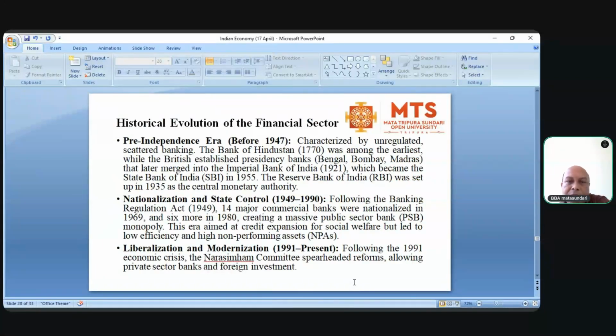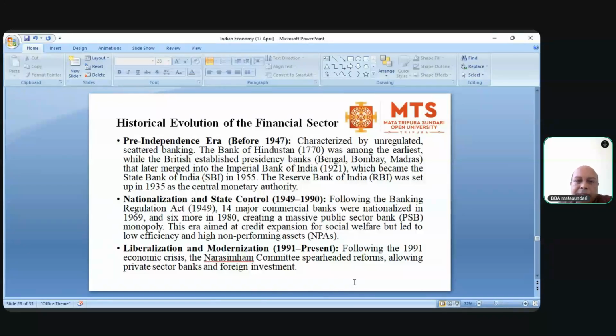Historical evolution of the financial sector in India. So, the pre-independence era: before 1947 and after 1947, how the Indian financial sector has changed is discussed here. Before 1947 in India, the banking sector was developed by the British government. The Bank of Hindustan, which was formed in 1770, is an old bank in India, and during this period there were three provinces in India: Bengal province, Bombay province, and Madras province.